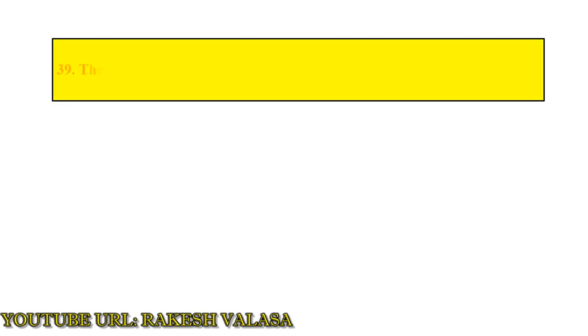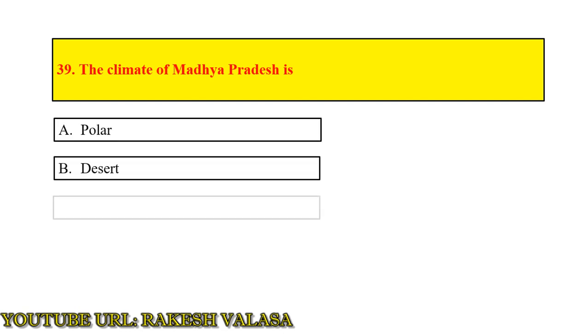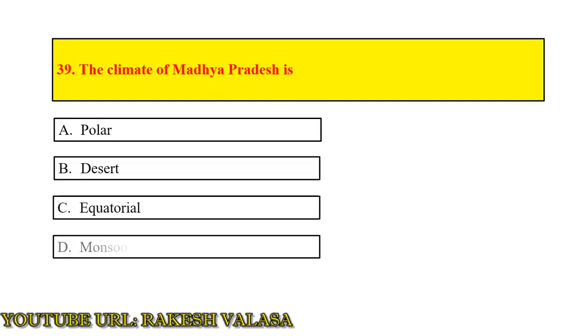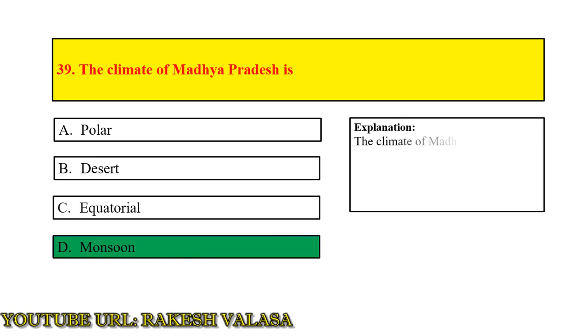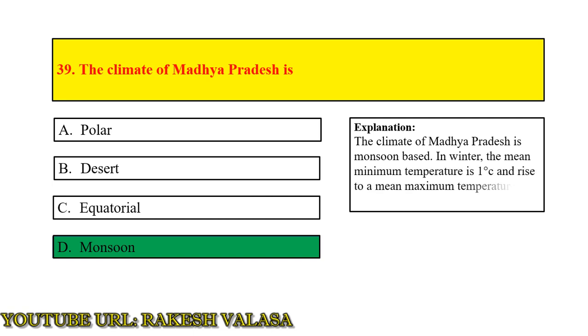Question number 39. The climate of Madhya Pradesh is? Answer: Monsoon. Explanation: The climate of Madhya Pradesh is monsoon based. In winter, the mean minimum temperature is 1 degree centigrade and rises to a mean maximum temperature of 25 degrees centigrade.